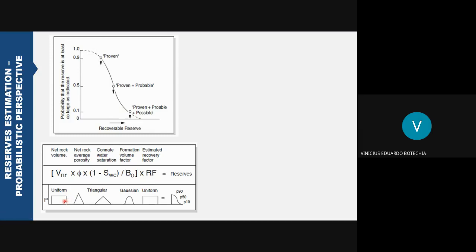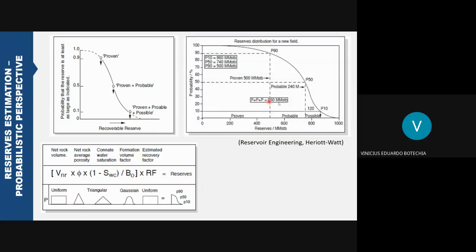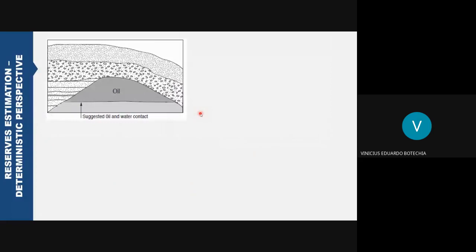So we have the distribution function of all these parameters, right? And from this, they calculate the reserves. In the book, they show these examples in the percentiles, P90, P50, and P10. This is the estimation from a probabilistic perspective, but you can also go through it from a deterministic perspective. They show this example in that book as well.